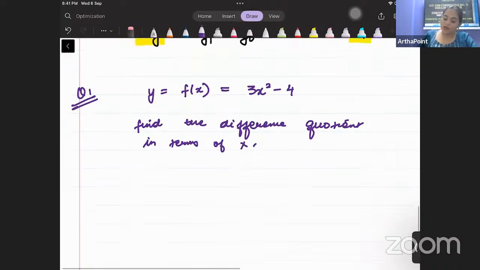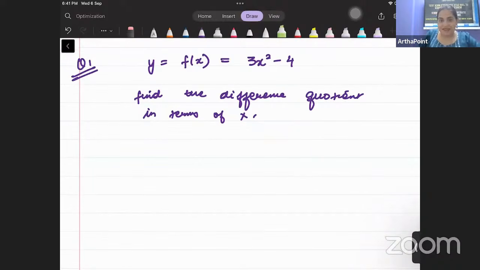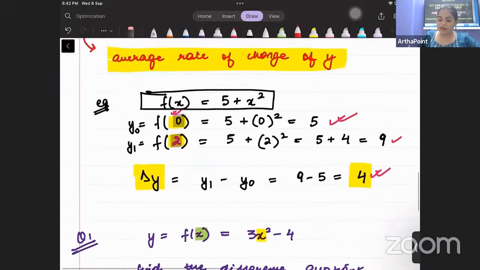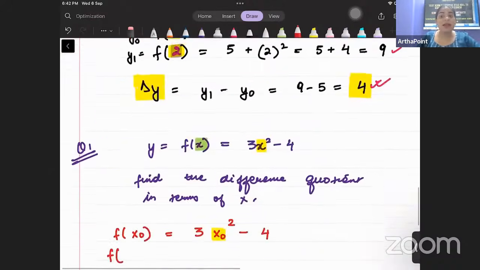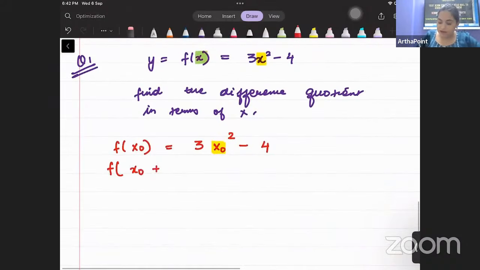Okay beta, let's start. So what can we do? First, instead of x, we can put x naught. So what will I get? When I put the initial value of x, f of x naught, I will get 3 x naught whole square minus 4. Instead of x, I have written x naught. Then, beta, instead of x, what do we write? Instead of x, I have to put x naught plus change in x. So this will be 3 times x naught plus change in x whole square minus 4.